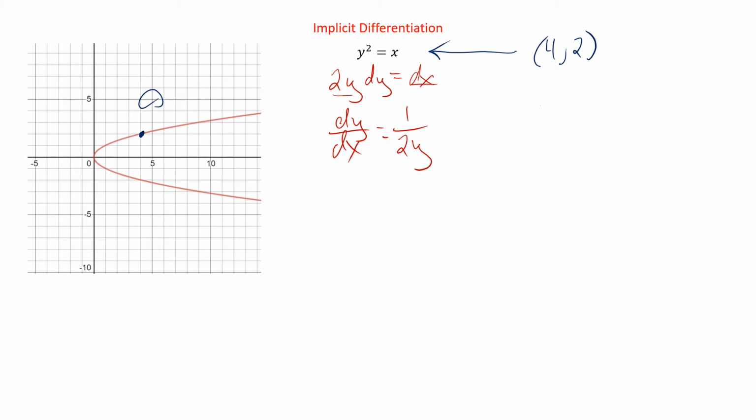So we can plug in dy over dx equals 1 over 2 times y, which in this case would be 2, to get 1/4. So the slope of the tangent at (4, 2) is 1/4. Well, it is 1/4. It's not about 1/4. It is 1/4.